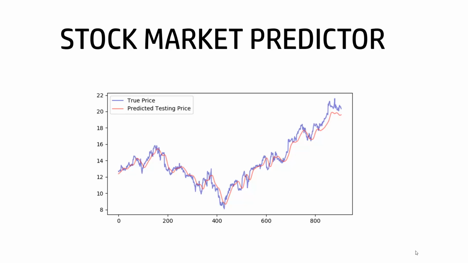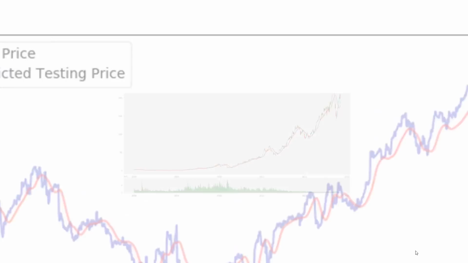And as you are seeing in the image, we have a blue plot that is graphing the true price, in this case of Apple, the company Apple, and our network that has predicted the price that is very near the real true price of the Apple company.